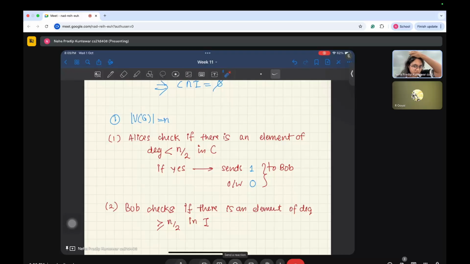That makes sense? Yes. So now this is actually going to be n by 4, and she's going to check for this and send it to Bob, the new information.